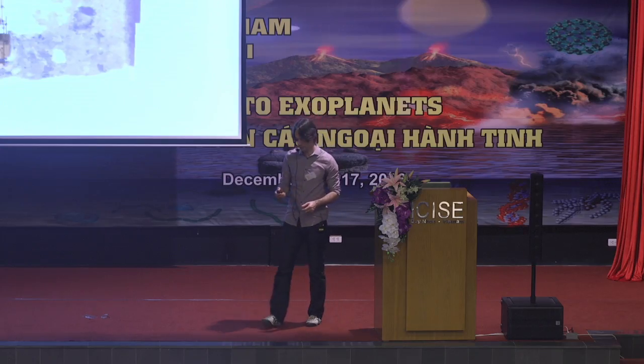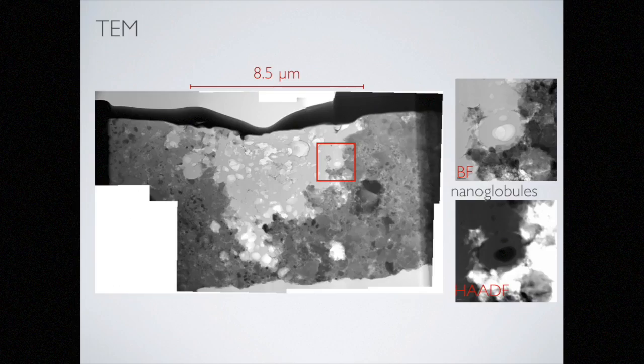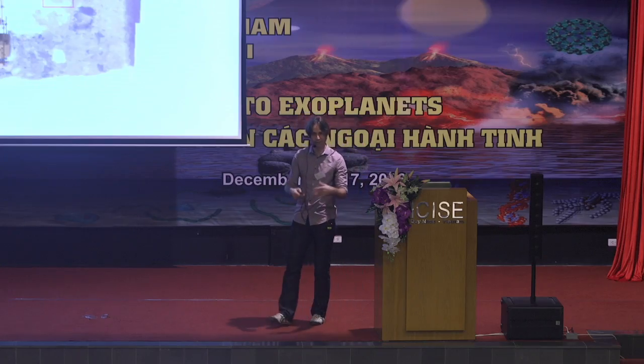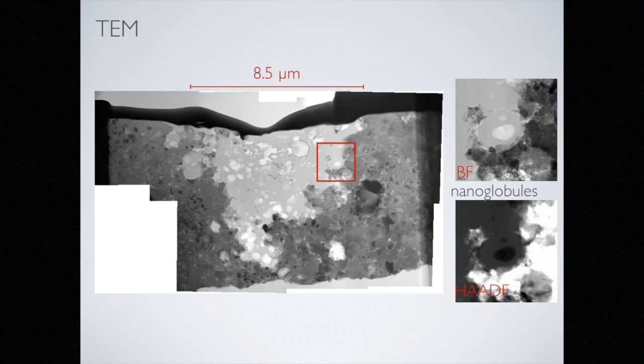This is a TEM image. This is what that vein looks like. Again, before we had this top view here, what we saw was this. It turns out that this vein digs deep into the meteorite, and it's big. It's 8.5 micrometers. Before we had this vein, we thought, again, all the organics was sub-micrometer size. We zoom in and we see nanoglobules.